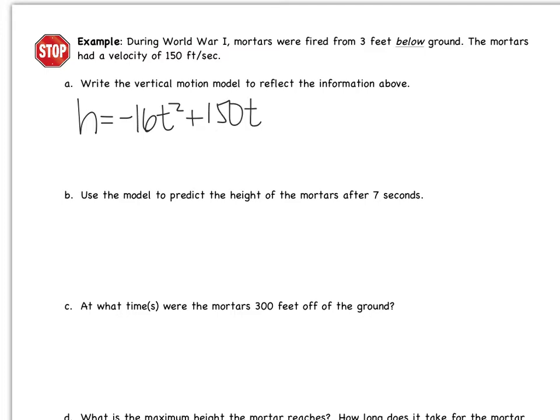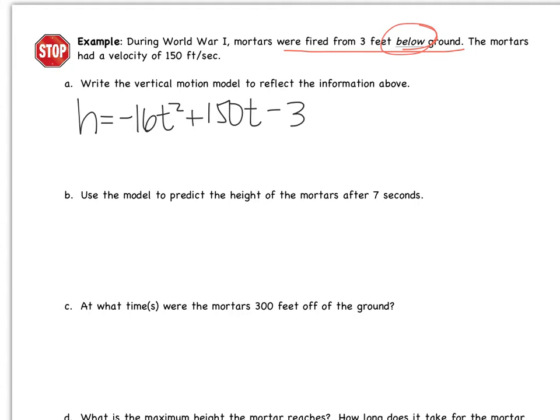And then here's the part that's tricky: it said that these mortars were fired from 3 feet below ground. So below ground means our initial height is negative 3. So this is the equation that you're going to do. I'm asking you similar questions to the previous page.